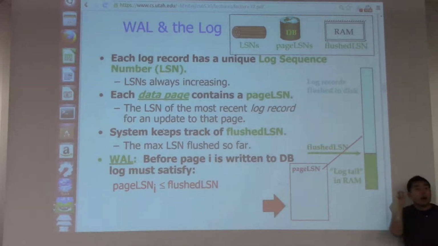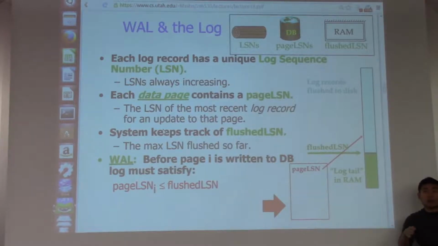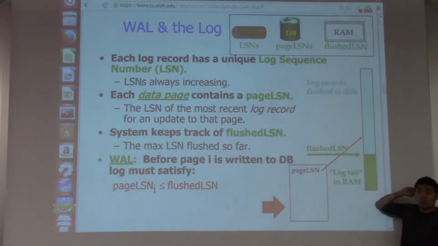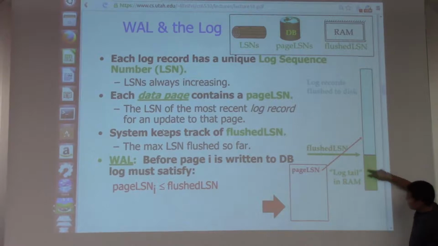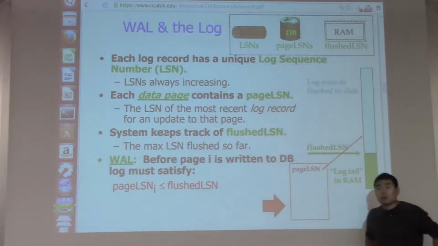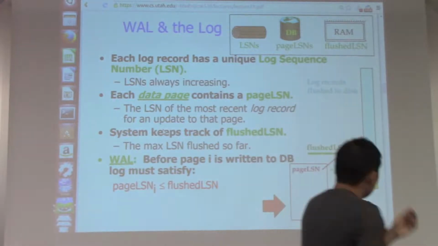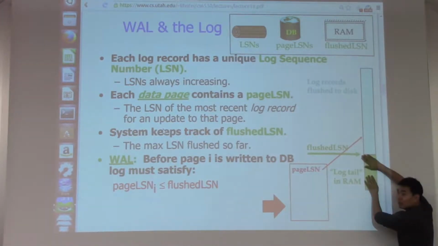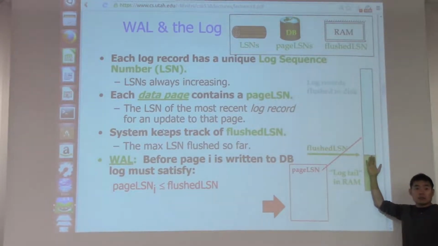Keep in mind, we always push log records to disk in sequential order, meaning in increasing order. So the last record you push to disk will be the max LSN that has been flushed to disk so far. You just need to remember the last record pushed to disk. That's your flushedLSN. And this part, the dark green region, is what we call the log tail in RAM. Those are log records that are still volatile, meaning that if the system is going to crash, you will lose these forever. But these are safe because you already have a copy of them on disk.